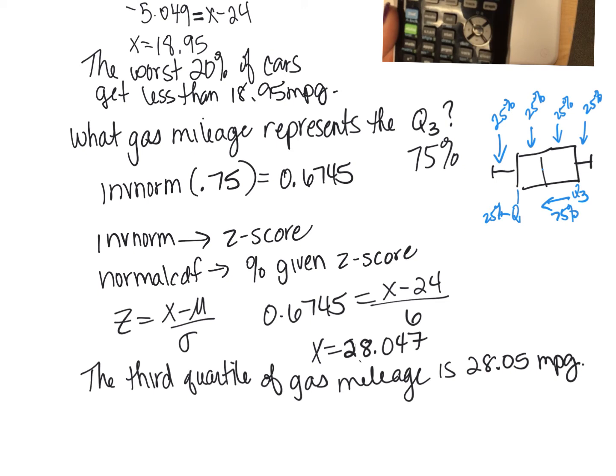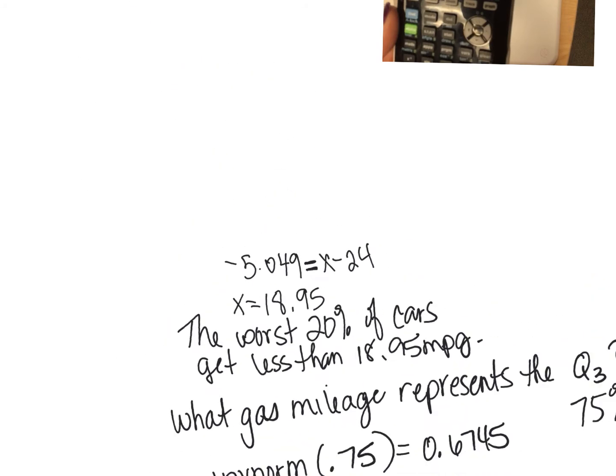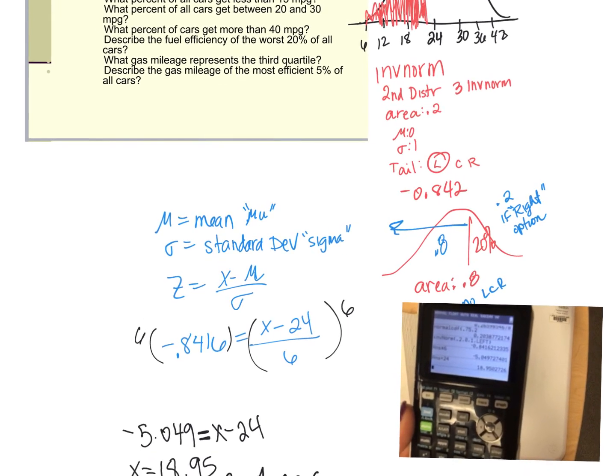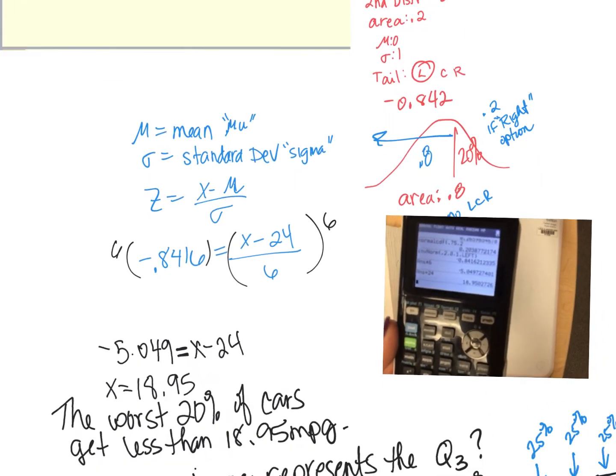And the last question was what? Ooh. What gas mileage, or describe the gas mileage of the most efficient 5%.